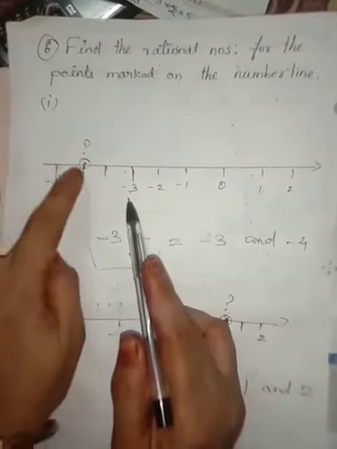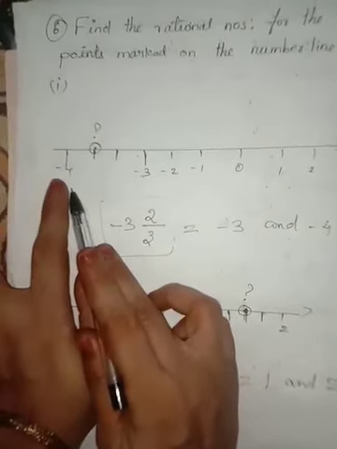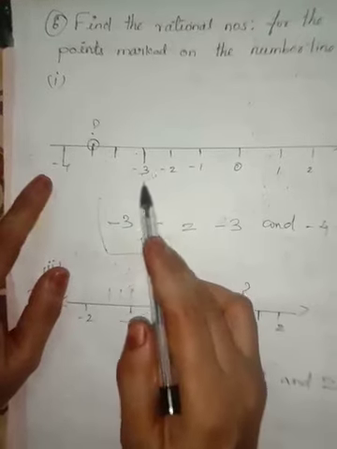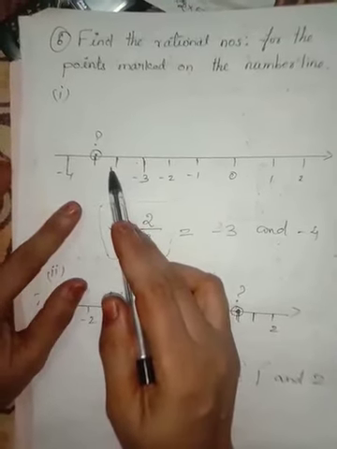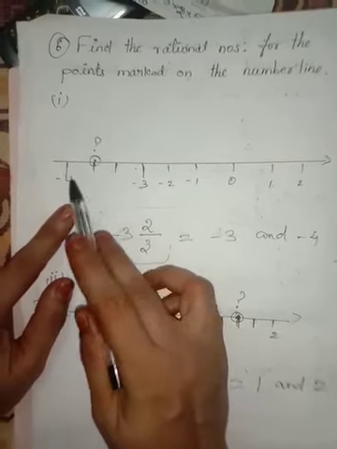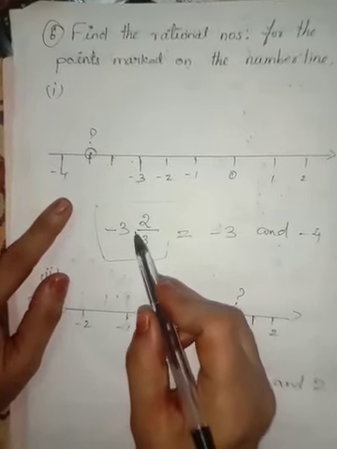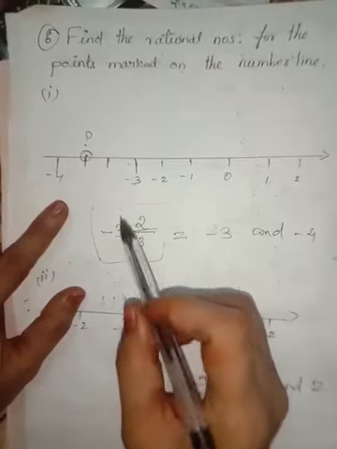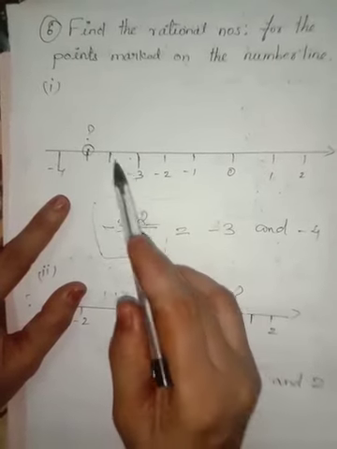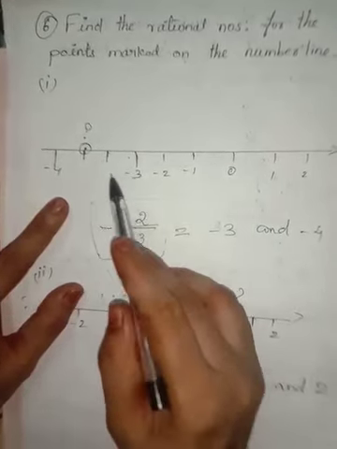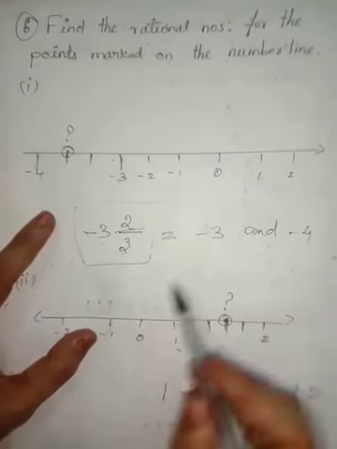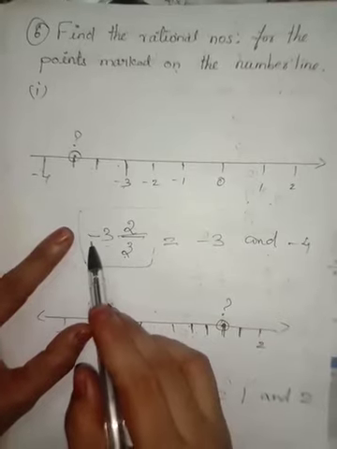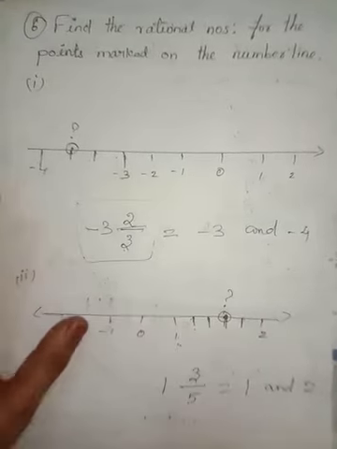Here the marked point lies between -3 and -4. That's why I take the whole number part -3. And how many equal parts are divided? 1, 2, 3. The equal parts are denoted in the denominator. How many parts are taken from -3? First part, second part. Two parts are taken from -3. That's why I write 2 in the numerator. So that rational number is -3 2 by 3.